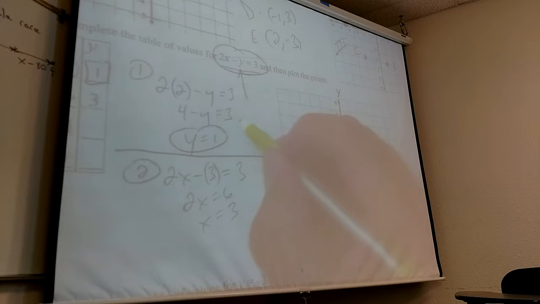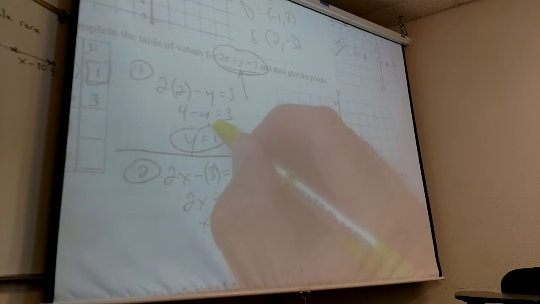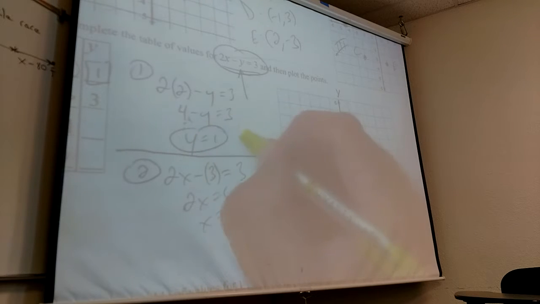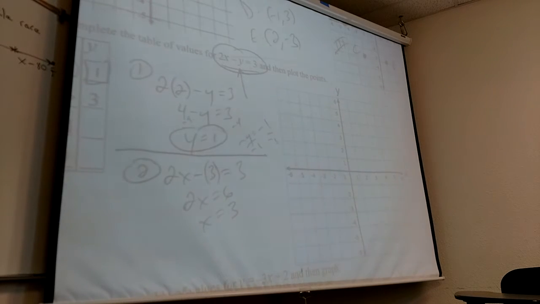Now, if you want to see the algebra behind that, what would you do to solve for y? You would subtract 4. I get negative y equals negative 1. Then how do I kill the negative? And then I get y equals positive 1.